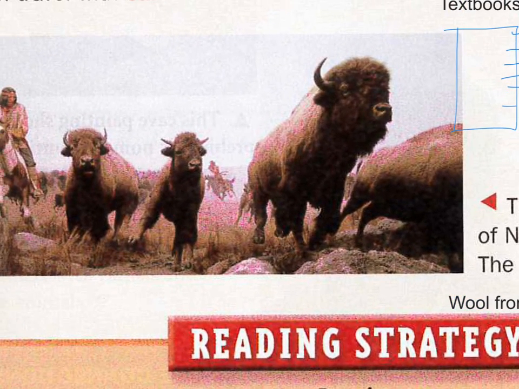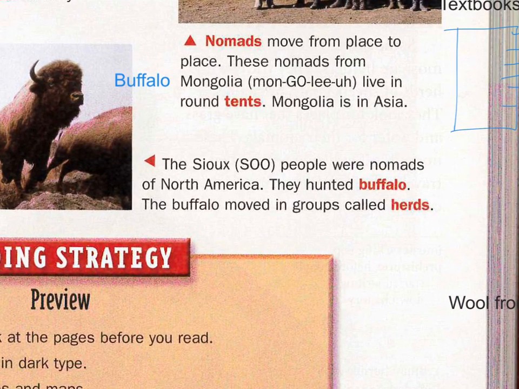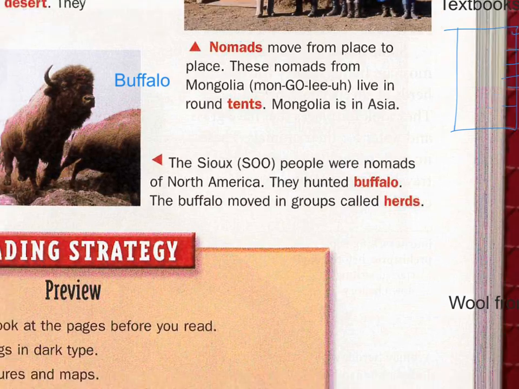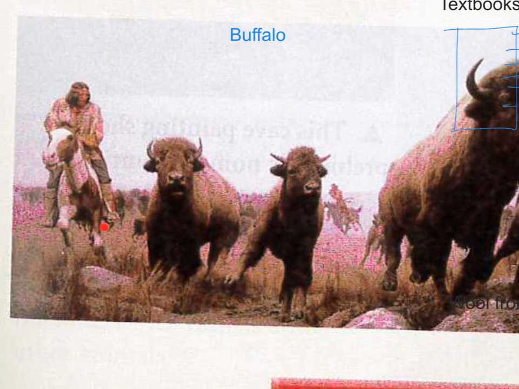These are buffalo. Like a cow. Buffalo. The Sioux people were nomads of North America. They hunted buffalo. The buffalo moved in groups called herds. Okay, hunting or herding, and see how the animals are together? That's called a herd.